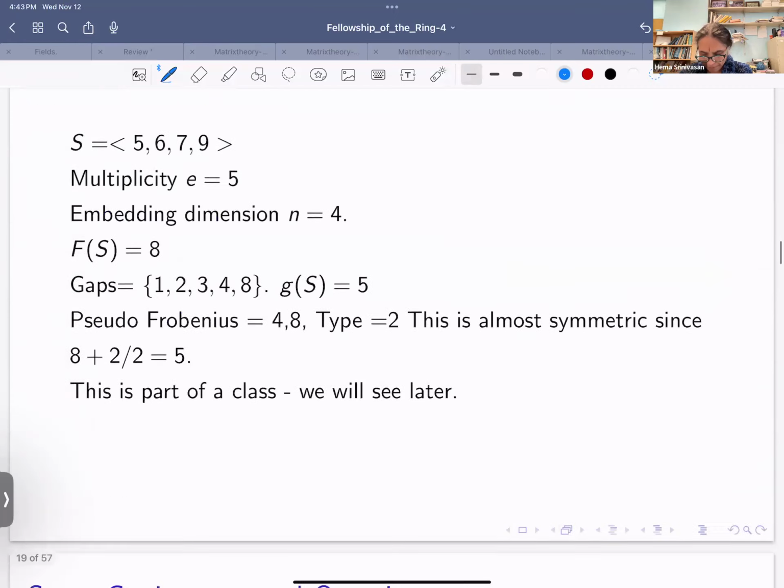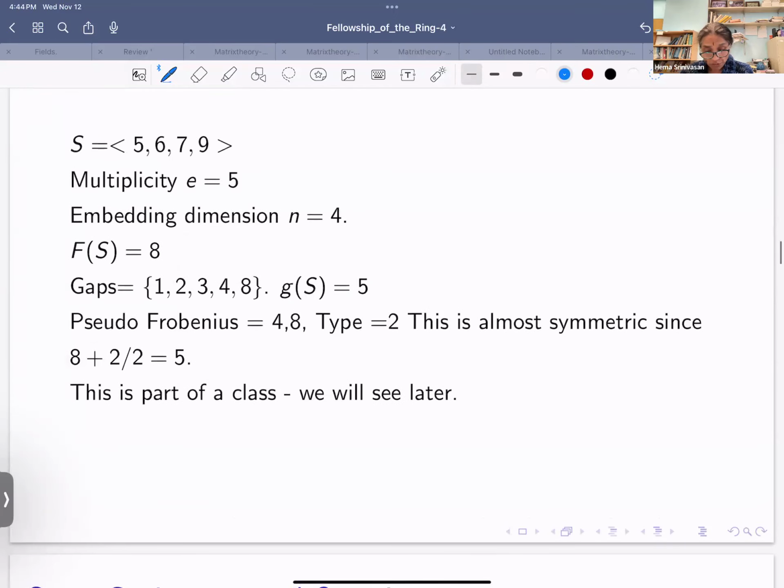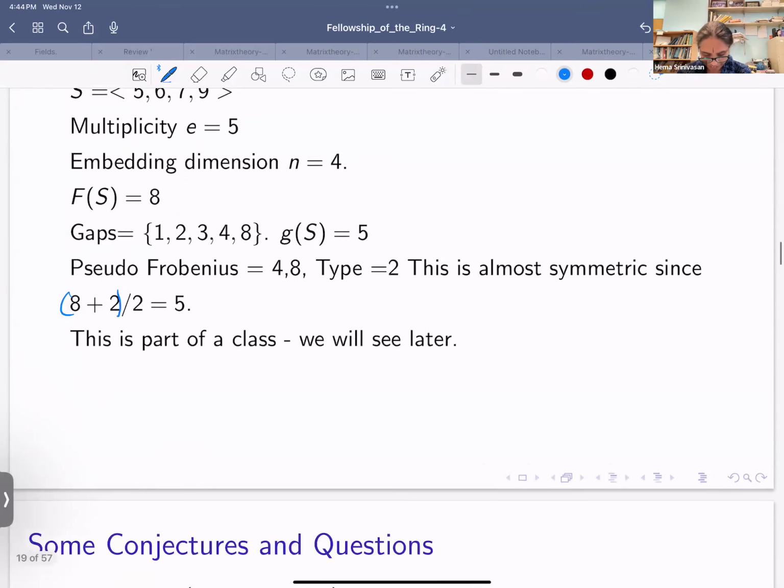The same example. This is almost symmetric because when I add the Frobenius number plus this type 2 and divide by 2, I get 5, the genus. We'll see why this is actually almost symmetric. It's part of a class.